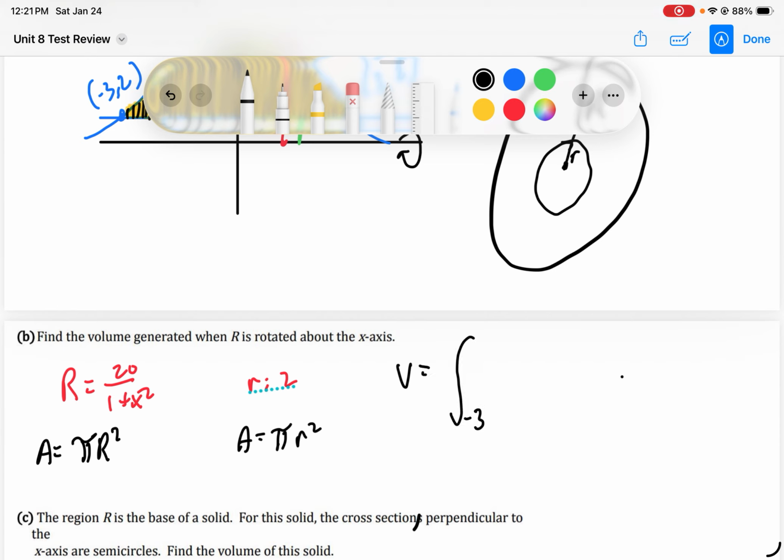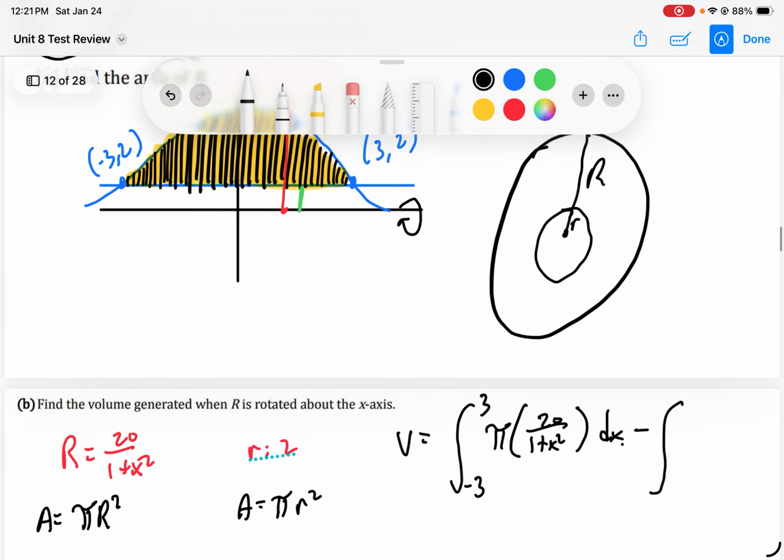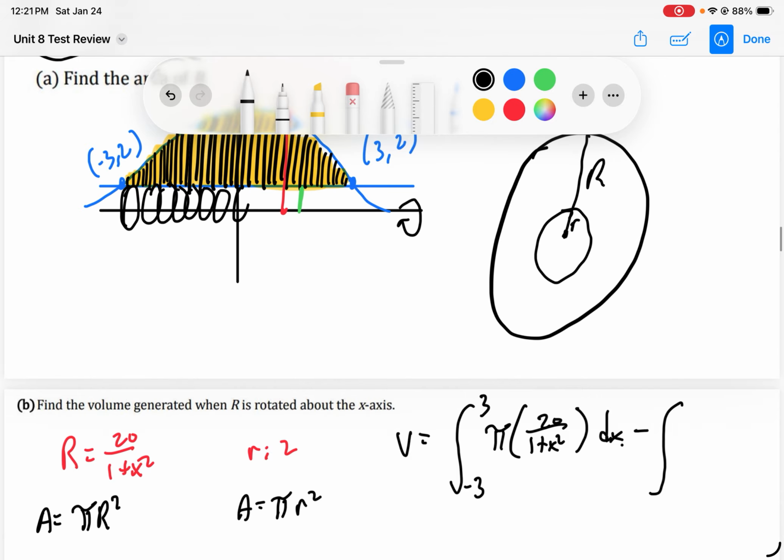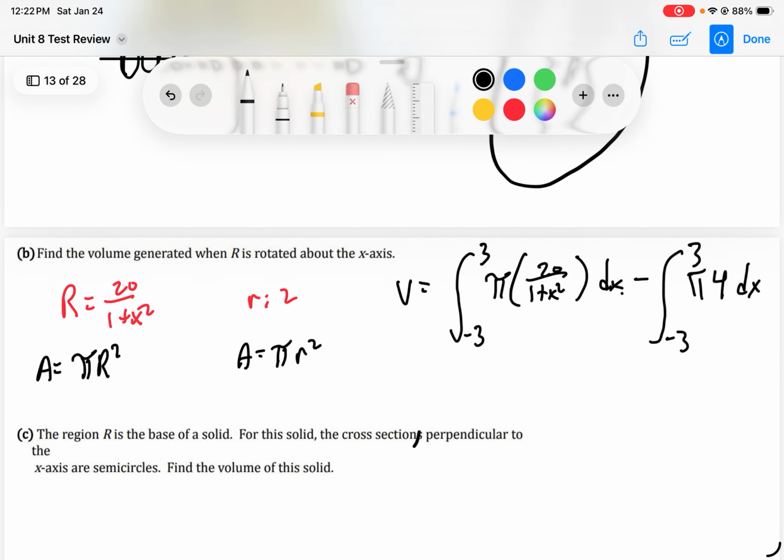So I could write my volume as this. It'd be from -3 to 3. I could say pi times the big radius, which is 20 over 1 plus x squared, dx. And then I could say minus, so that'd be the whole volume. And we're basically subtracting the volume of this cylinder in between, because there was a void there. That'd be -3 to 3 pi times little r squared, 2 squared, dx. So this would be one way to set it up.